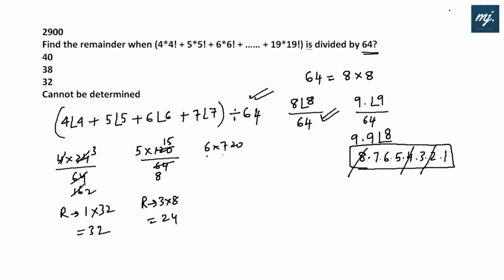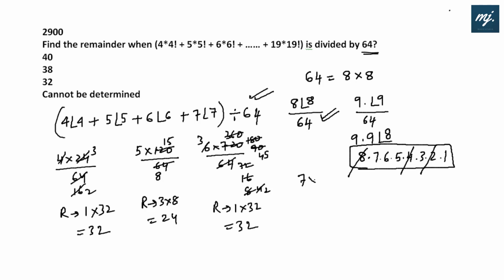6 into 720 by 64. 2 will give me 360. Then 2, 180. Then 90, 45. So 45 into 3, I'll end up getting remainder 1, but multiplied by 32. So remainder here would be 1 into 32, 32 straight away.